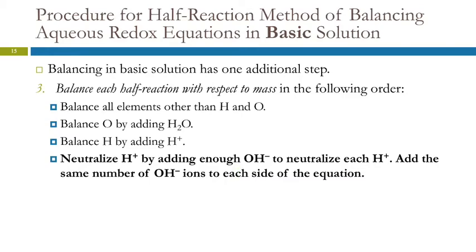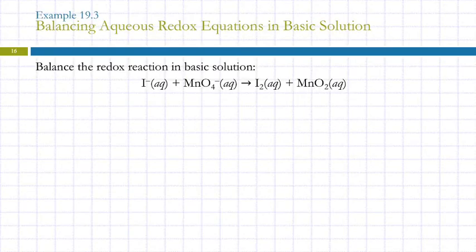When you put a hydrogen ion and a hydroxide ion together, what do you get? A water. Okay, we're going to add the same number of hydroxides to both sides, so it's not going to mess up the charge balance or the mass balance. It's just going to convert the hydrogen ions into hydroxide ions in water. So let's do this one. This says in basic solution. So you got to pay attention to that.